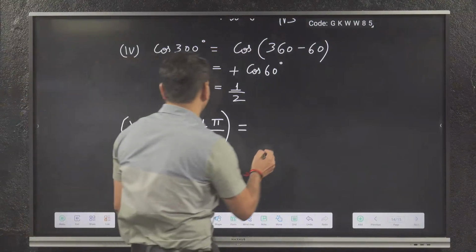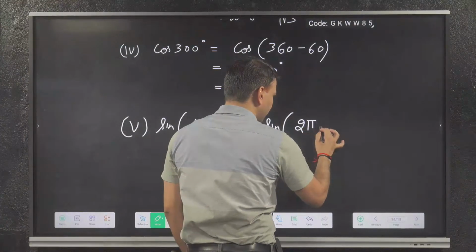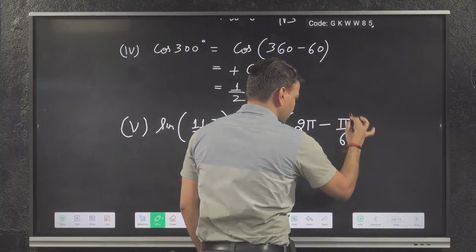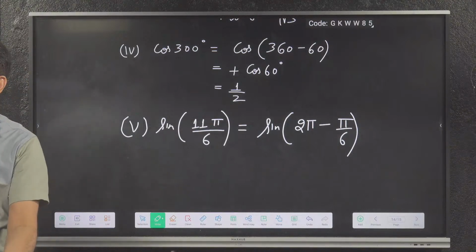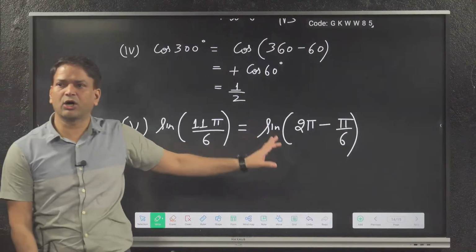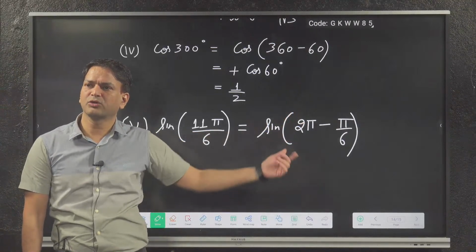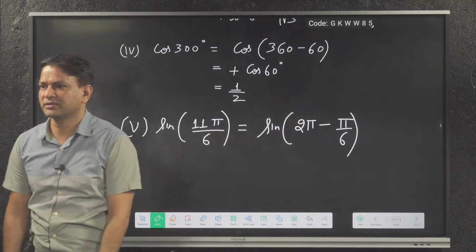So this I can split as sine of 2 pi minus pi by 6. Just separate the 2 pi or pi from this. You can check how much acute angle I will get. So I separate the 2 pi, then how much did I get? Pi by 6. You can also see the LCM 6: 6 times 2 is 12, 12 minus 1, 11 pi by 6.